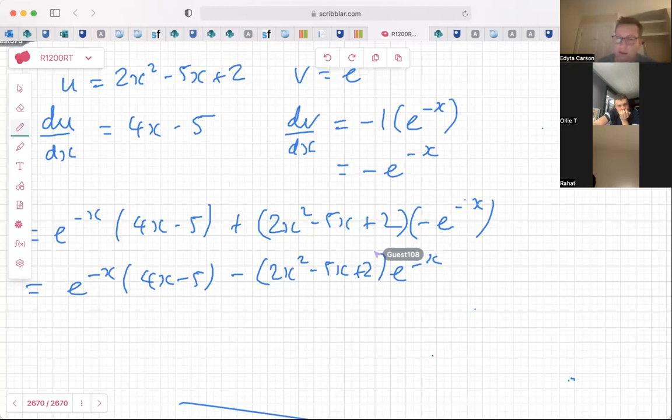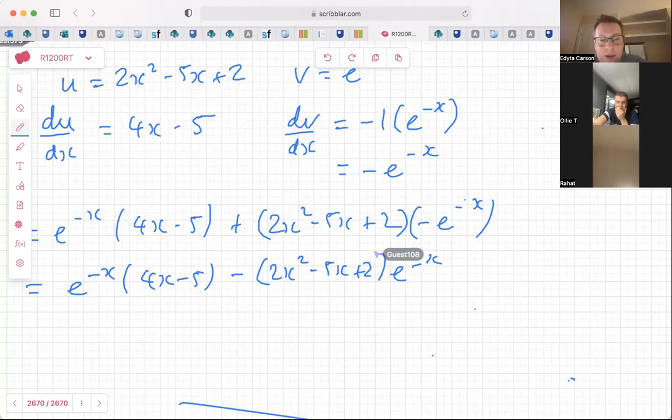The main thing to notice is that both brackets are times by the same thing, e to the minus x. So if you multiply the second bracket with the sign minus, then you can add the brackets together and have the e to the minus x outside. Very good.